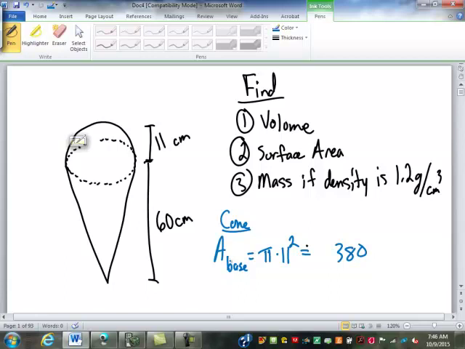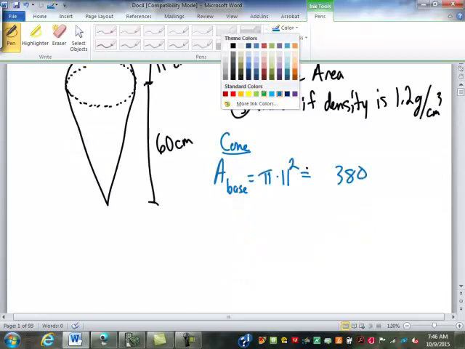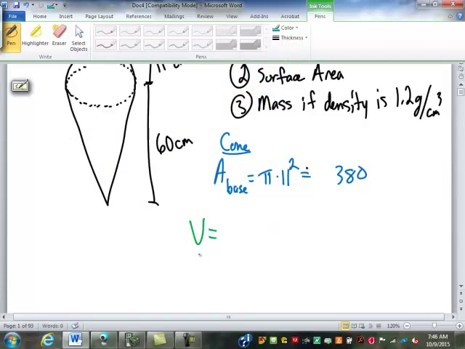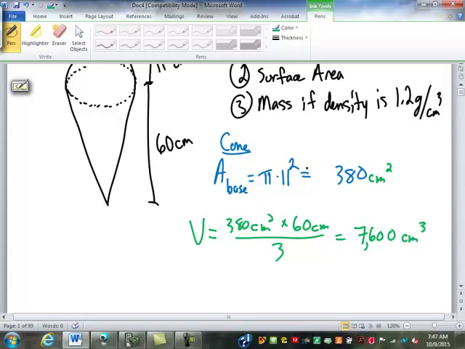So then the volume of that cone, yeah, I do that a lot if you don't notice. I do part of the calculation in my head and part on the calculator. Sorry if that confuses you. So this is in centimeters squared, by the way. So the volume of the cone will be the 380 centimeters squared times that height of 60 centimeters divided by 3. So 7,600 centimeters cubed is the volume of the cone part.